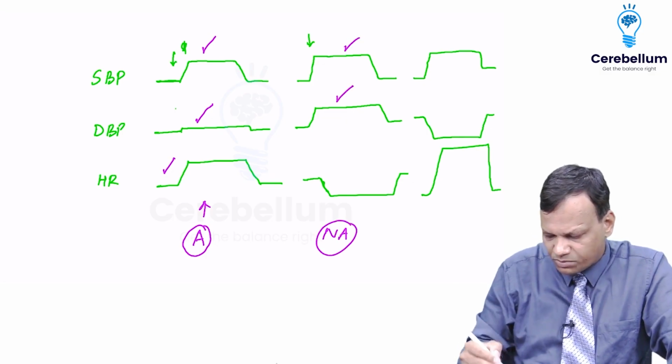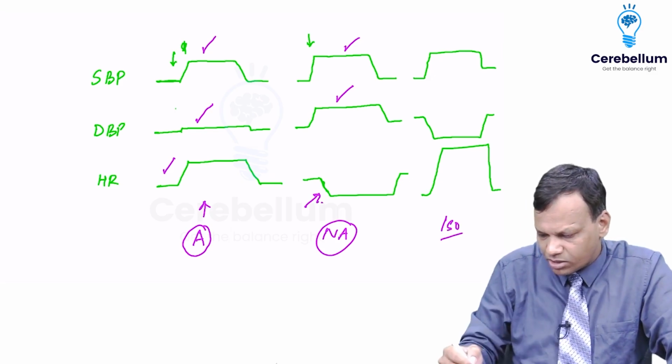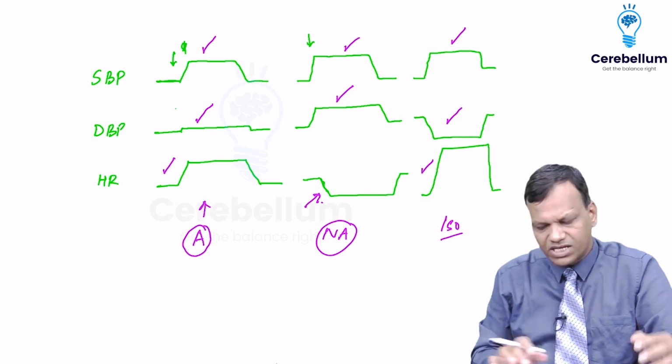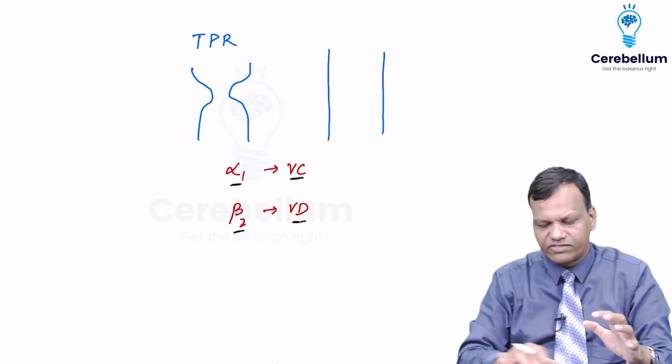Systolic and diastolic both BP increase but heart rate decreases. And this is isoprenaline: systolic BP increases, diastolic decreases, heart rate increases tremendously. Clear? So from the graph also you can answer the question. The same thing in the form of a graph they have made.